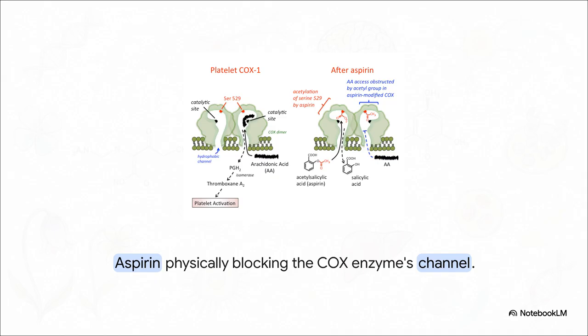If you look at how aspirin works, it literally sneaks into the channel and transfers its acetyl group to a specific serine residue, serine 529 if we're being exact. It acts exactly like a broken key jammed in a lock. It just completely obstructs the arachidonic acid from ever entering.